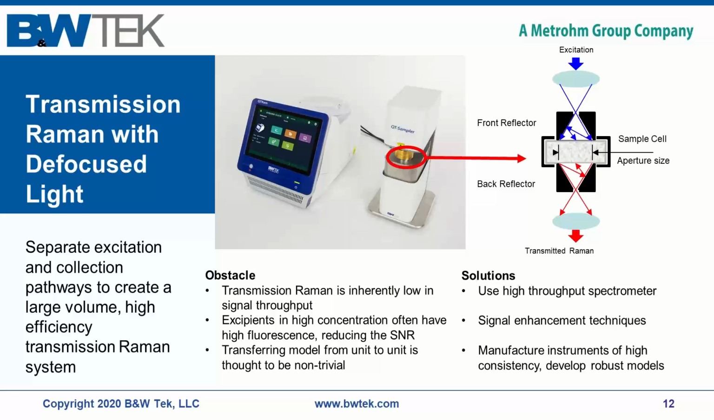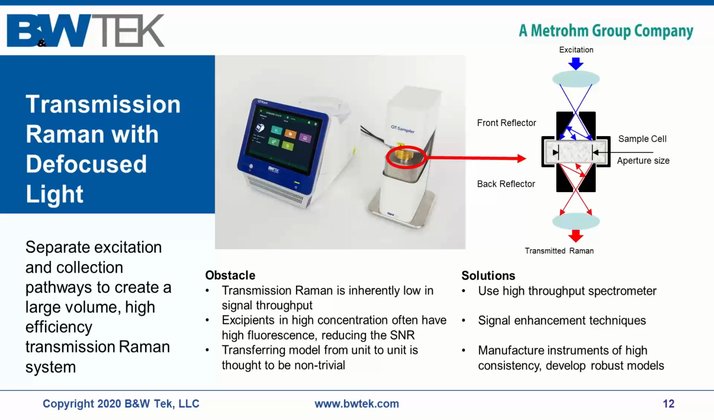With our transmission Raman with defocused light, we are overcoming some of the inherent obstacles of transmission Raman. The first of which is typically the signal is quite low as the light has to pass through the entire sample volume. But with our reflective cavity, as well as using a high throughput spectrometer, we get very good signal. Likewise, in most solid dosage forms, we have numerous excipients which may cause fluorescence and reduce the overall signal-to-noise ratio of your Raman spectrum. Our signal enhancement techniques allow us to overcome this challenge.